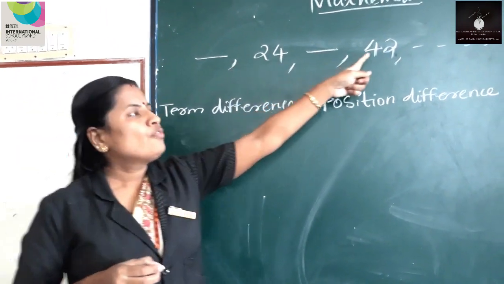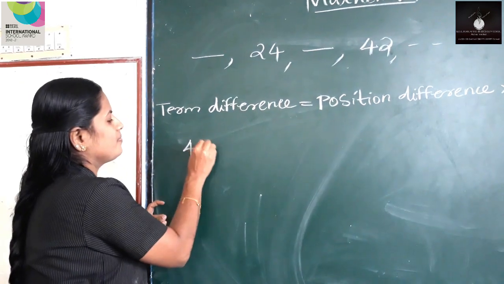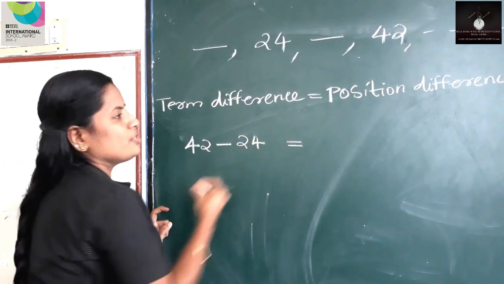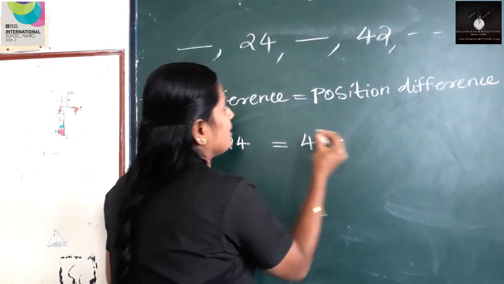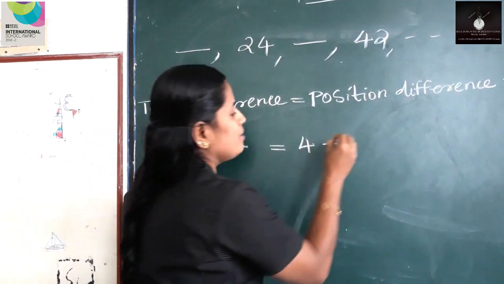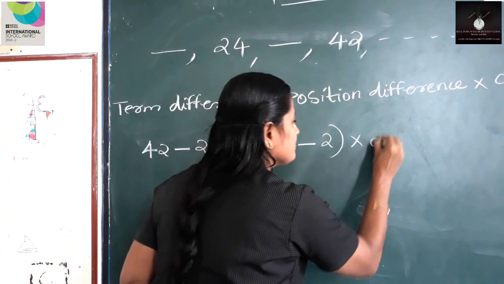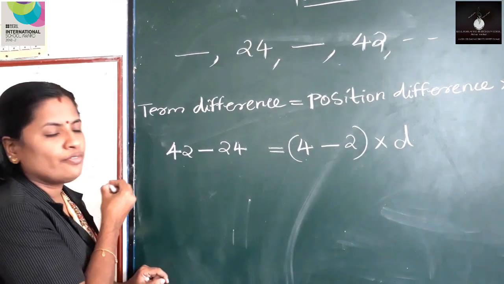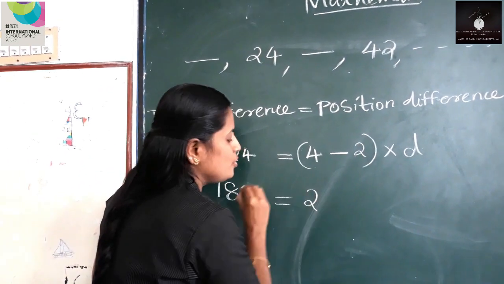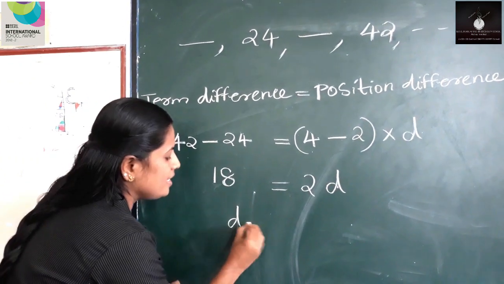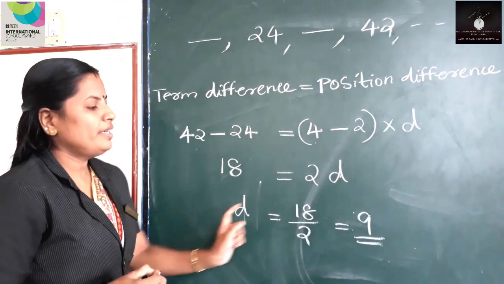24 is the second term, 42 is the fourth term. So term difference 42 minus 24 equal to position difference. 42 is in the fourth position, 4 minus, then 24 is in the second position, 4 minus 2, into common difference, denoted as D. 42 minus 24 equal to 18 equal to 4 minus 2 is 2, 2 into D. D equal to 18 divided by 2, that is equal to 9.